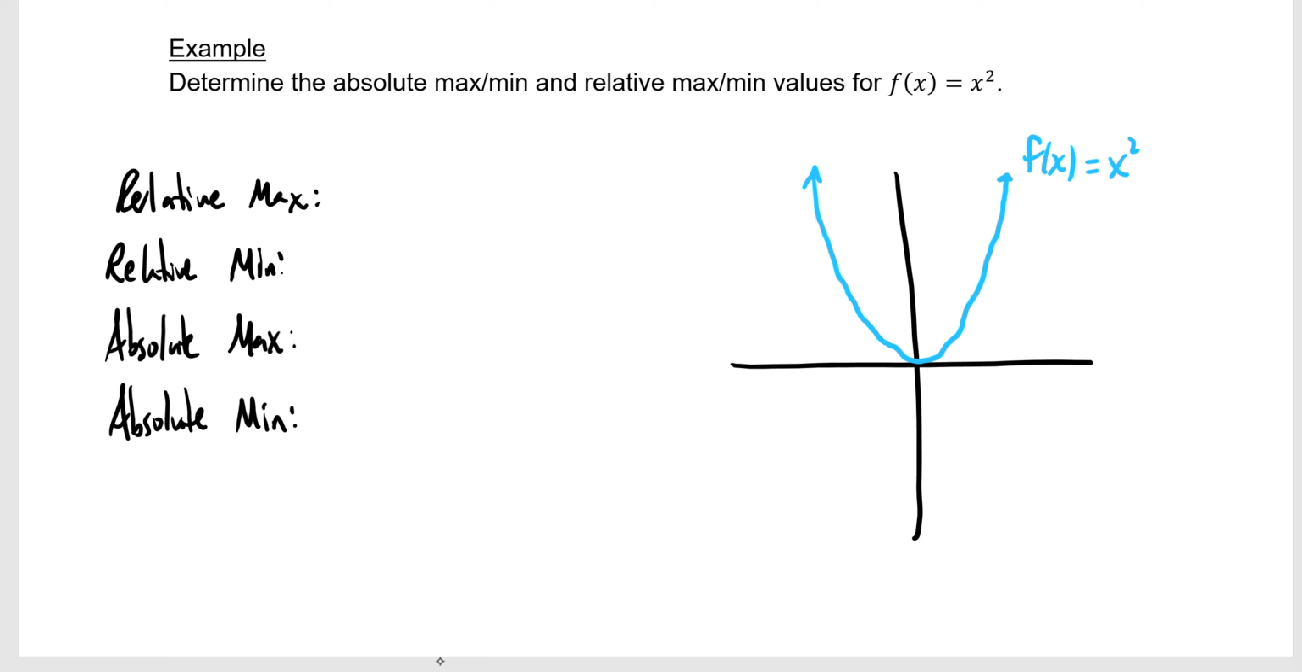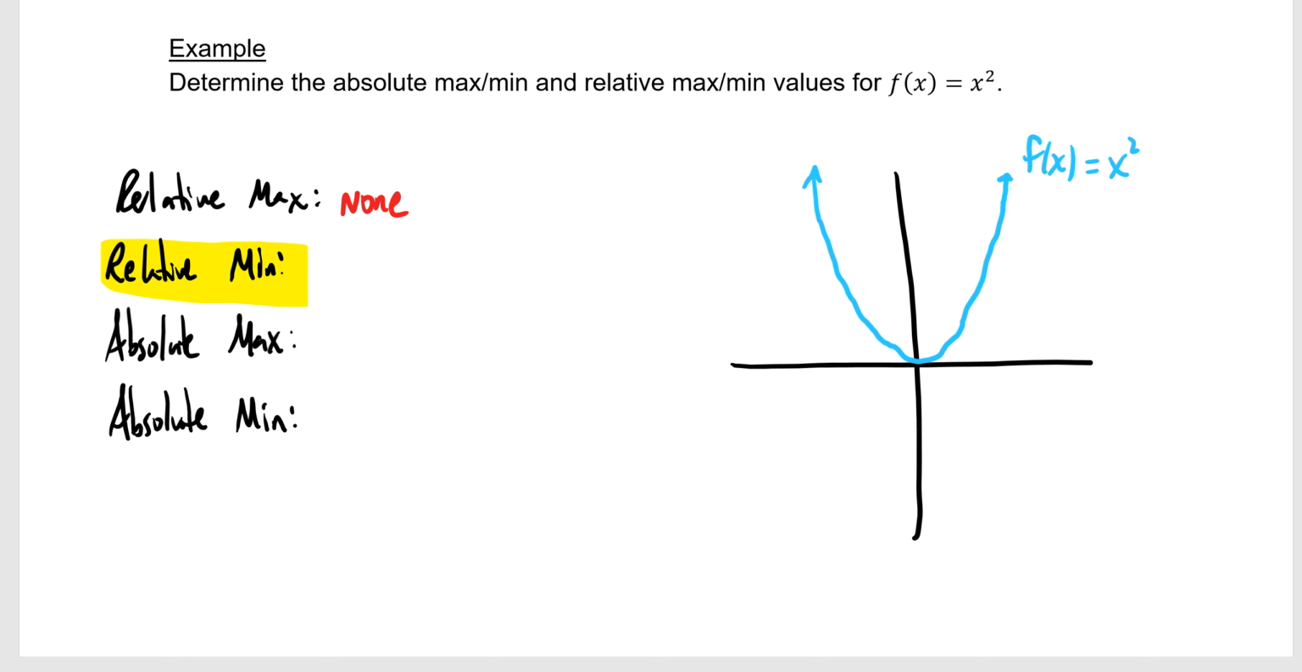And we know it looks something like this right here. So if we want to find, let's start with the relative maximum point. There is no relative maximum point here. It never changes from increasing to decreasing. So there is no relative max.